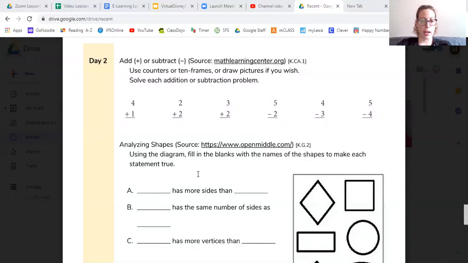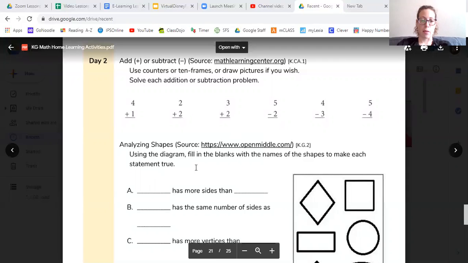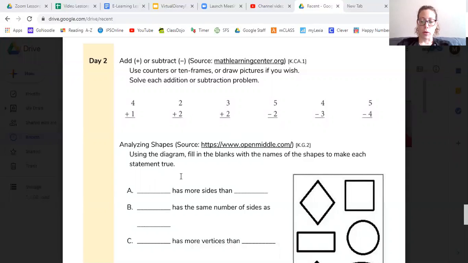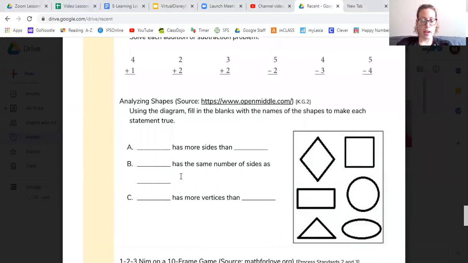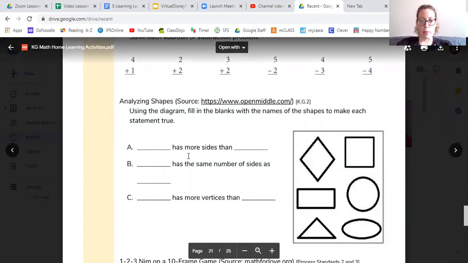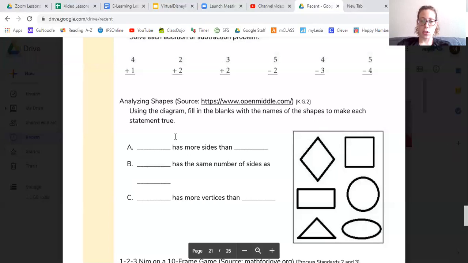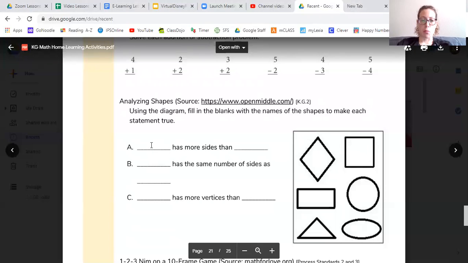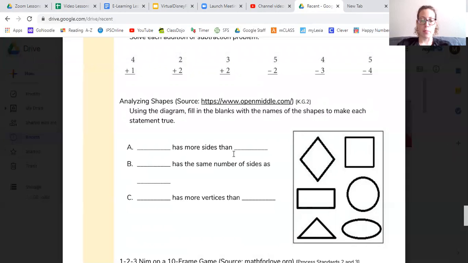And then we're going to analyze some shapes. It says, using the diagram, fill in the blanks with the names of the shapes that make the statement true. So we're going to read our sentence, and then it's going to have these blanks. So we're going to have to fill in which one of these shapes makes sense. So blank has more sides than blank.